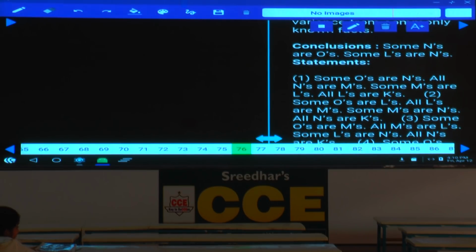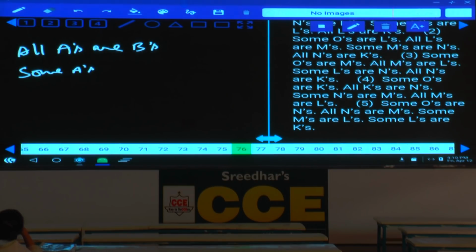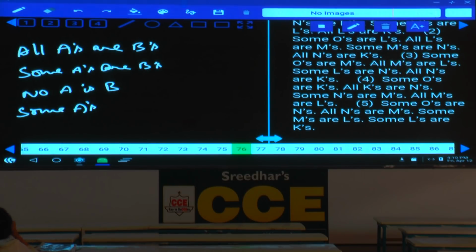Now in this 76 to 80, earlier we have discussed the distribution concept. What do you mean by this distribution? How many statements are there? We have only 4 statements. What are those 4? All A's are B's. Next one, some A's are B's. Next one, no A is B. And next one, some A's are not B's. Hence in total we have only these 4 statements, out of which, all A's are B's.